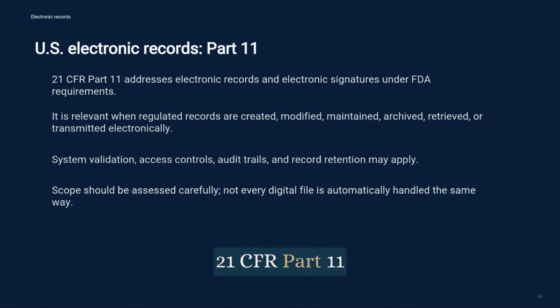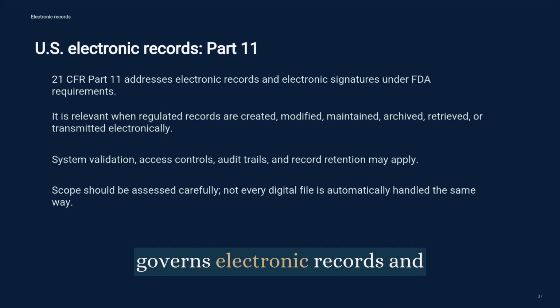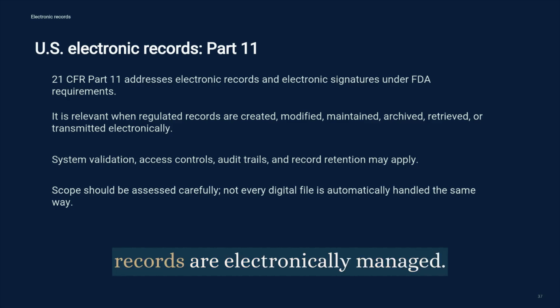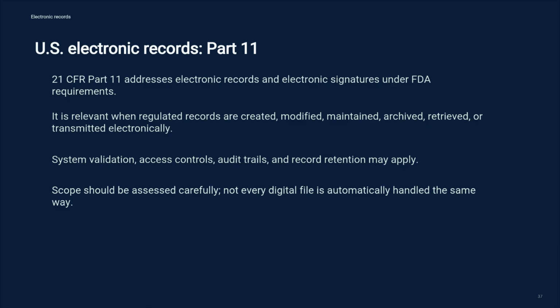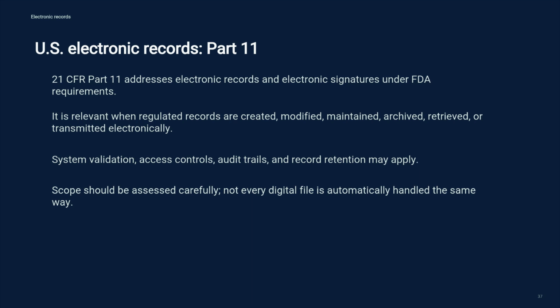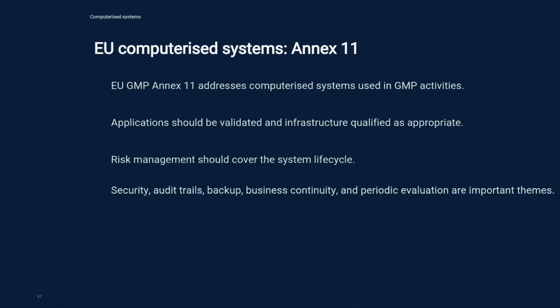21 CFR Part 11 governs electronic records and signatures under Food and Drug Administration regulations. It applies when regulated records are electronically managed. Key aspects include system validation, access controls, audit trails, and record retention. It's crucial to assess the scope carefully, as not all digital files are treated equally.